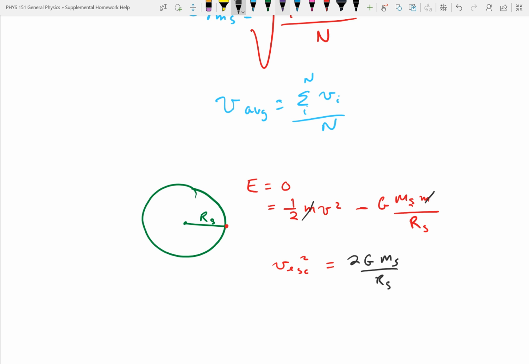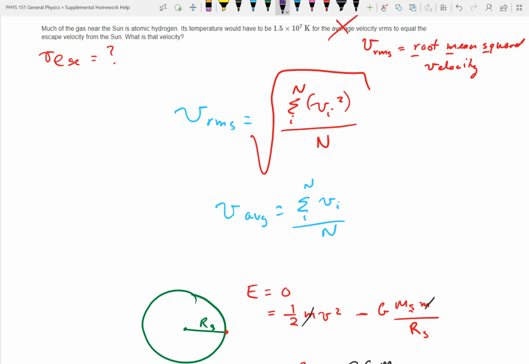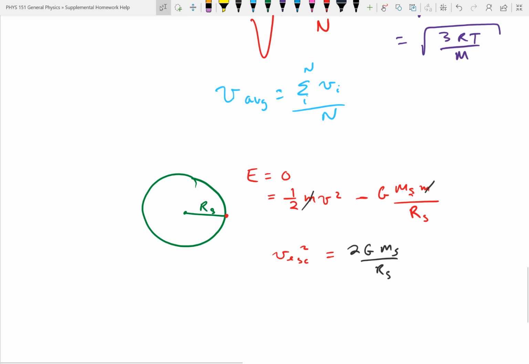And v RMS, we learned from our kinetic theory of gases. v RMS is equal to the square root of 3kT over m, where m is the mass of an atom, or the square root of 3RT over capital M, where capital M is the mass of a mole of the atoms. So I could use either of those. And so I'm just going to say v escape squared is equal to v RMS squared. That's my condition that was given in the problem.